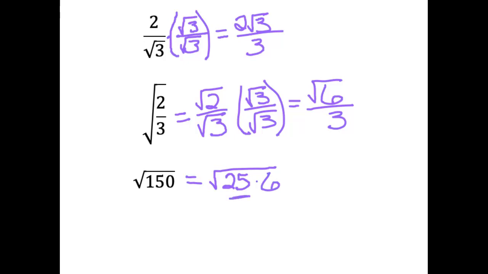And then we can take the square root of this 25, which is just plain old 5, and that leaves us with 6 in the radical.